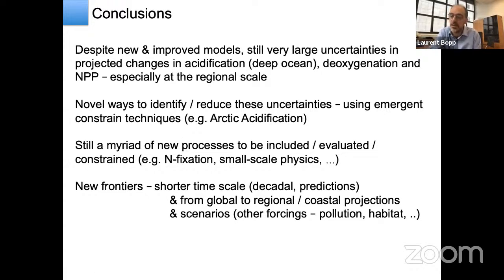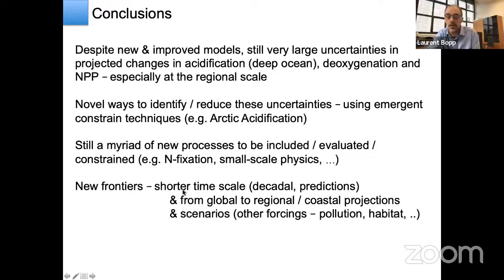As Olivier said, these models are not the reality, they are not the real world. They are some way of representing what we believe is the real world, but with lots of uncertainties, because many of the processes are not well represented or are just absent from these models. So we still have lots of new processes to be included, to be evaluated, and to be constrained. I give you two examples with N fixation and small-scale physics. And we have new frontiers.